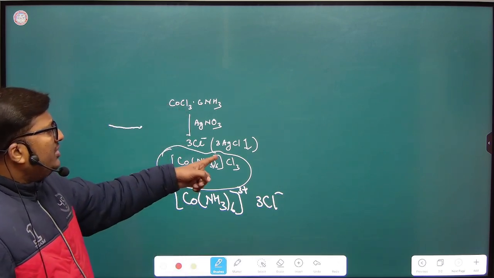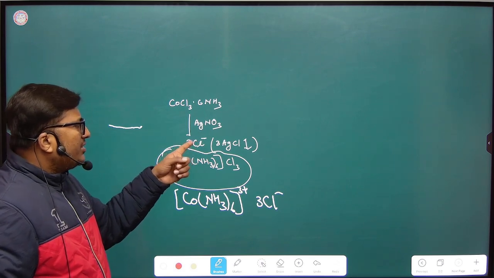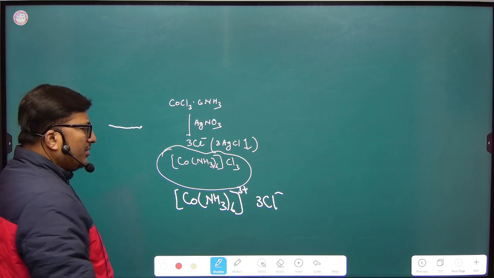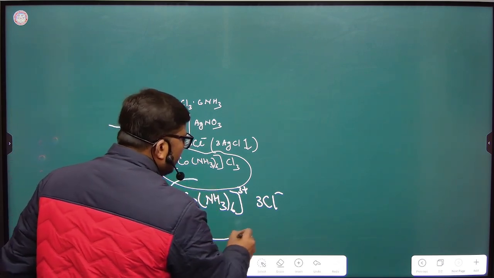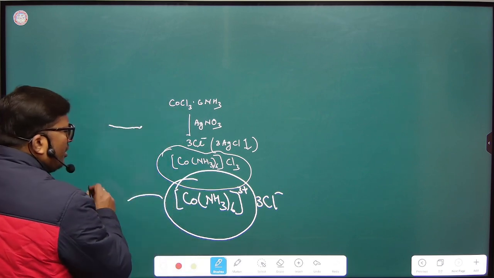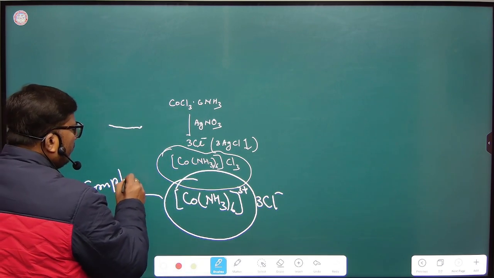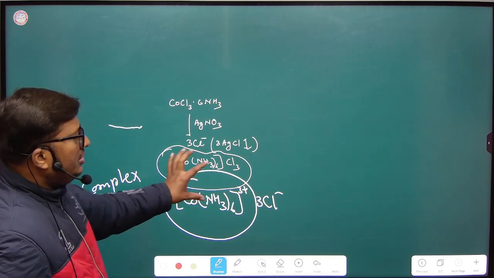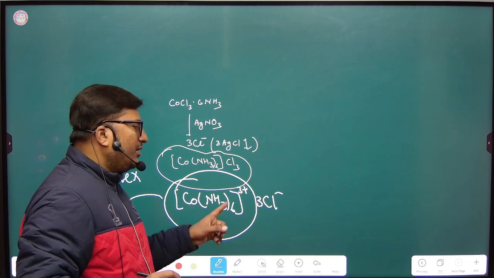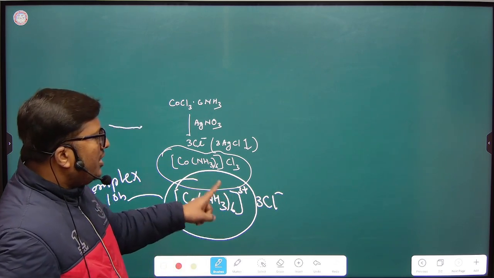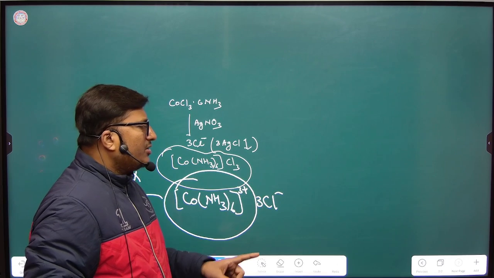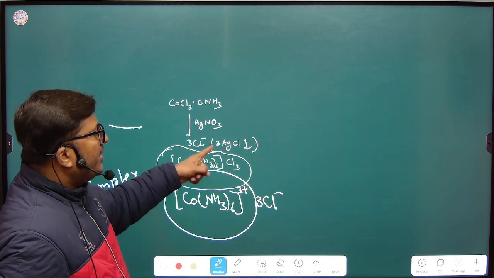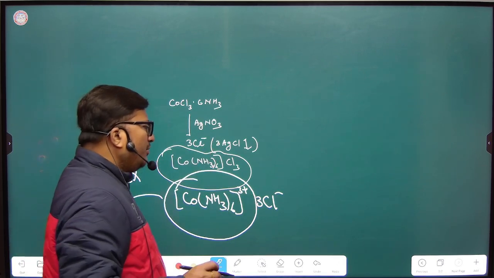So these 3 Cl− confirm that the coordination sphere is a complex ion, and this is called a complex ion, right? This complex ion bears 3 positive charge, and outside as counter ions there are 3 chloride ions. That is why these 3 chloride ions get precipitated as 3AgCl.